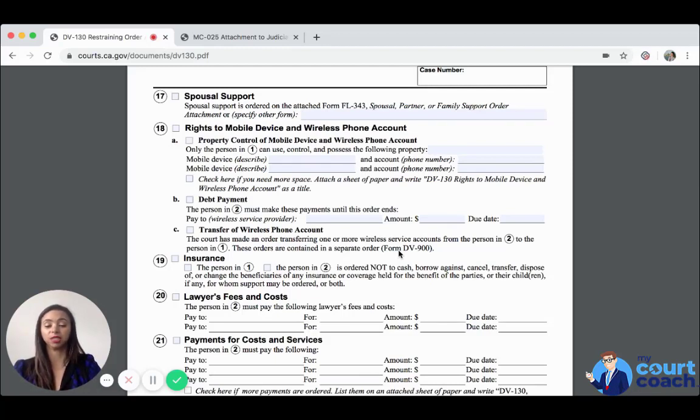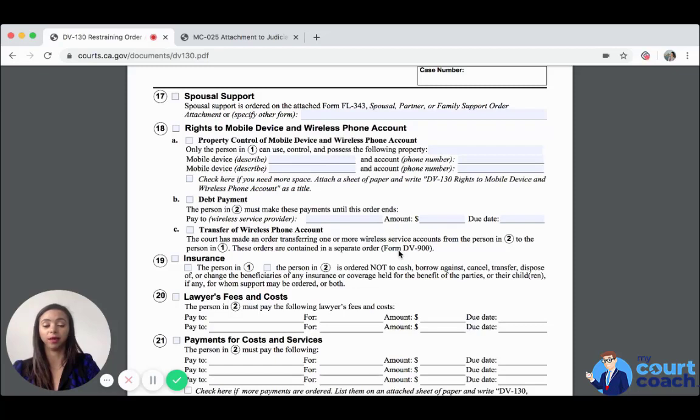Number 19, insurance. Again, this is typically with married couples, so neither party is ordered to cash, borrow against, cancel, transfer, dispose of, or change the beneficiaries of any insurance or coverage held for the benefit of the parties or their children, if any, for whom support may be ordered, or both. So the court will likely order that if you two are married and there's not been a divorce case filed already.